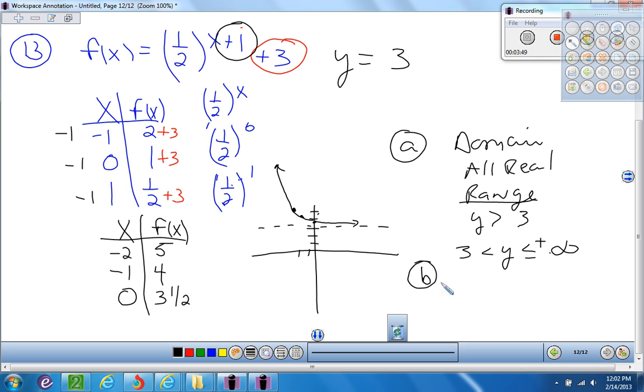Alright, so let's look at the B part. B part says increase or decrease, interval of increase or decrease. Now with exponential functions, they're either going to increase or decrease. Well, we're decreasing over the life of this. So what we would say here is that from negative infinity to positive infinity, we're decreasing.